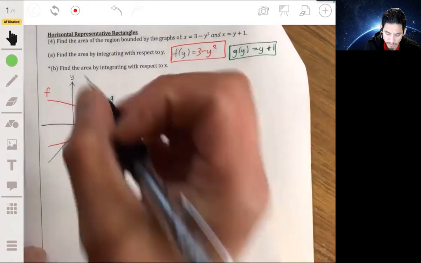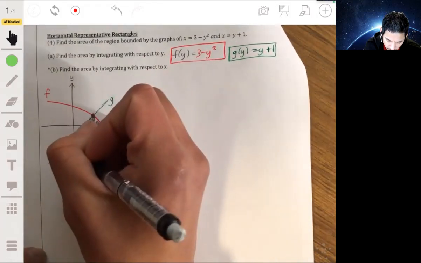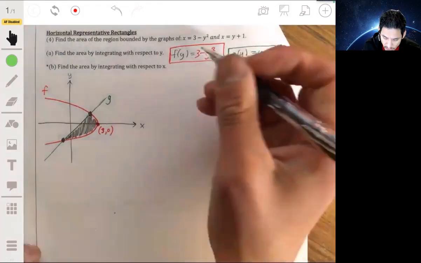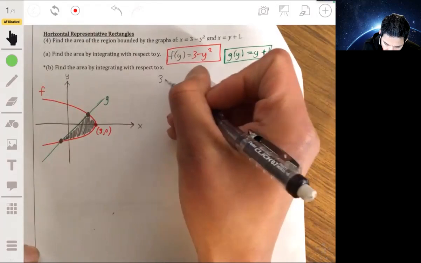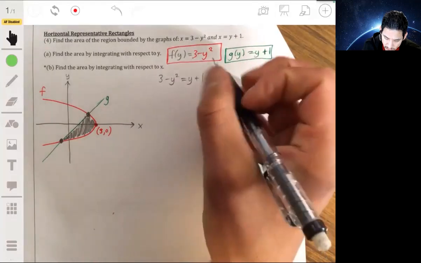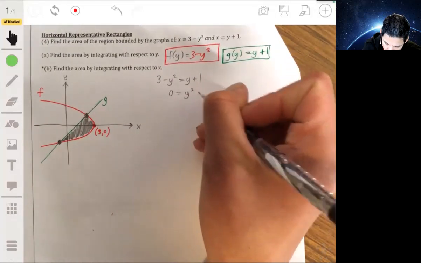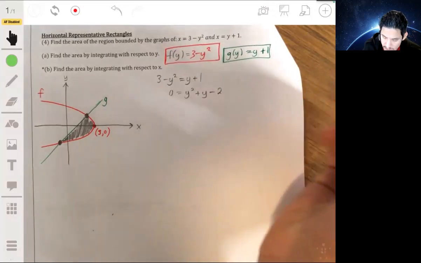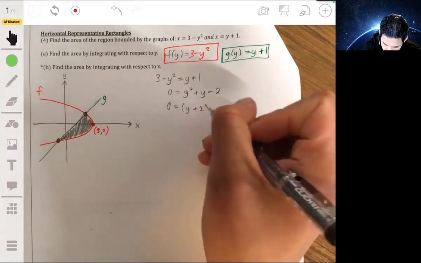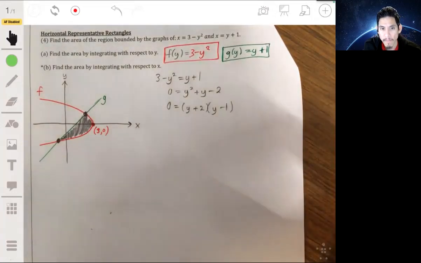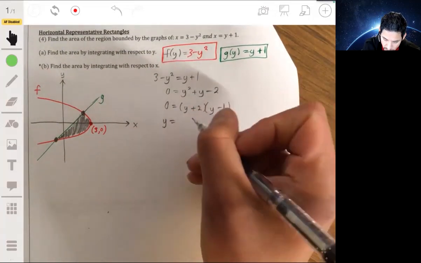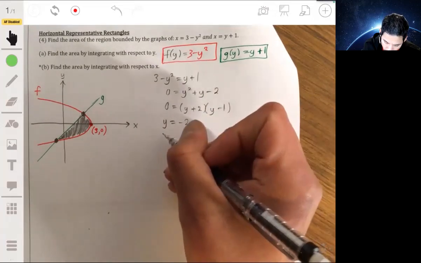So first we have to find the points of intersection. We have to find that point and that point. Like usual, we're going to set each equation equal to one another and solve for the y value. So we have 3 minus y squared is equal to y plus 1. Add y squared, take away 3, and we get 0 equals y squared plus y minus 2. So 0 is y plus 2 times y minus 1, and so your solutions are y equals -2 and y equals 1.